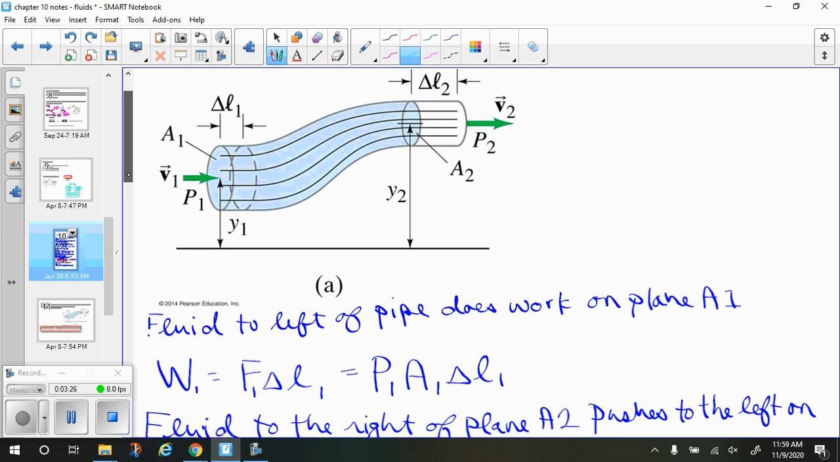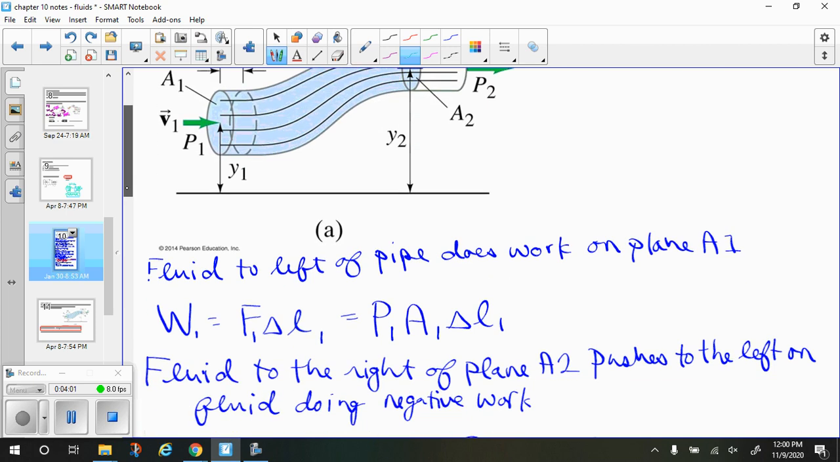So we know that the fluid to the left in the pipe does work on the plane A1, right? So there's this plane, you can think of this plane of fluid molecules, and there's fluid just outside that plane that's pushing that fluid to the right. So we know that work is equal to force times distance. So force times delta L1, and that's equal to force is pressure times area. So pressure 1 times area 1 times delta L1. That's the work done on that fluid.